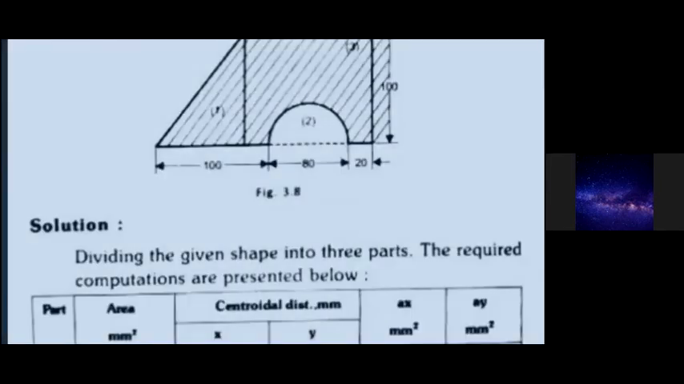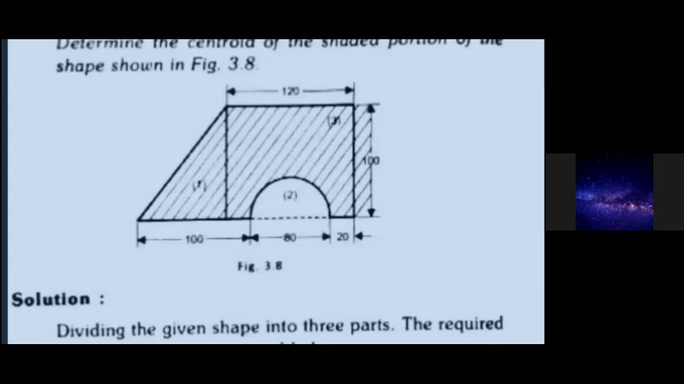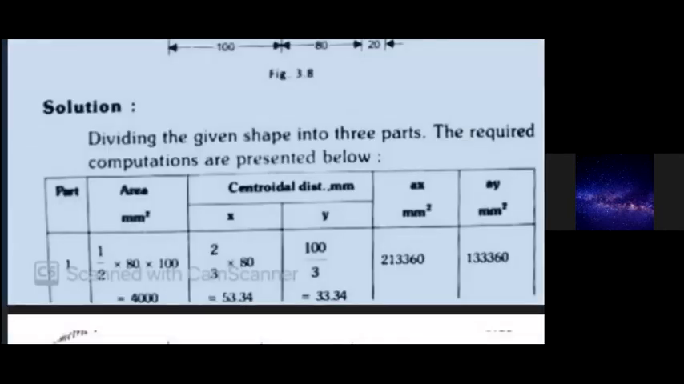We have to find the centroid of this composite section about its bottom base and about its extreme left edge. Observe that it is not symmetrical about any one of the axes, so we have to find 2 components of the centroid, that is x bar and y bar. The first part is a right angle triangle, the second part is the semicircle, and the third part is the square.